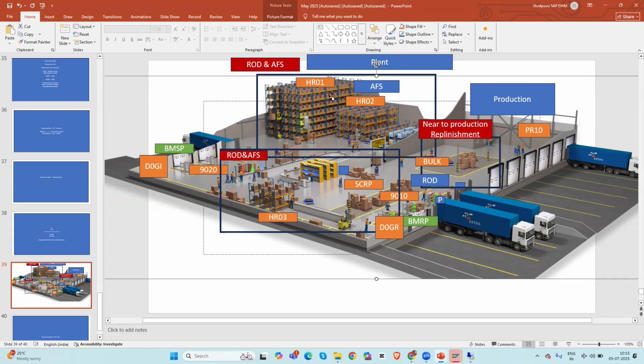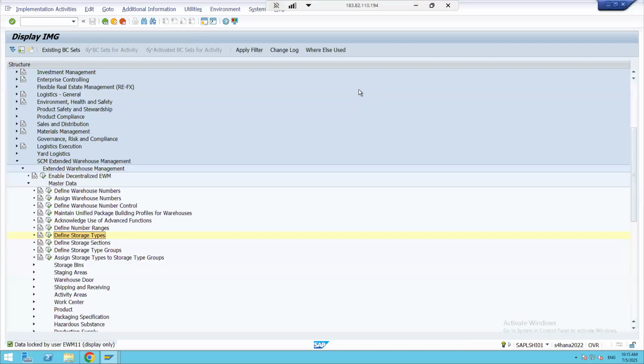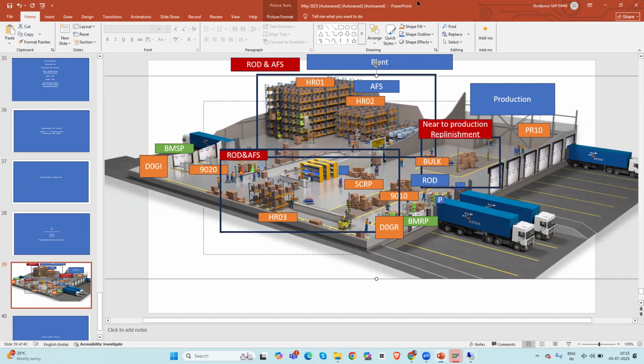Tell me, guys, what should be the behavior of HR01 here? What will it do physically? You are putting the stock there. We can store the raw material stock here, for example in HR01. HR01 is like a final destination location, where we keep the stock directly.